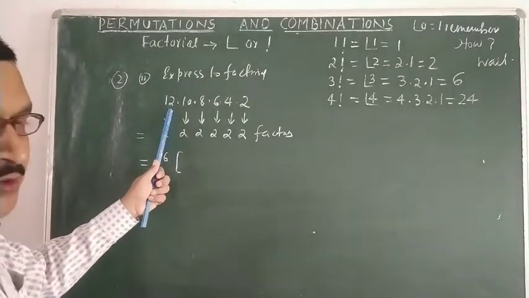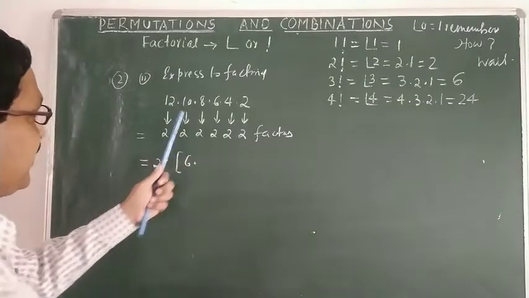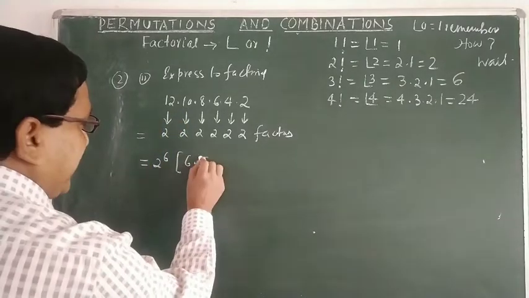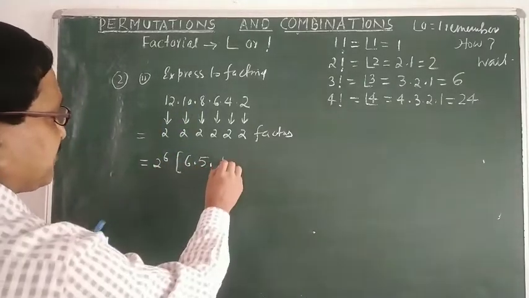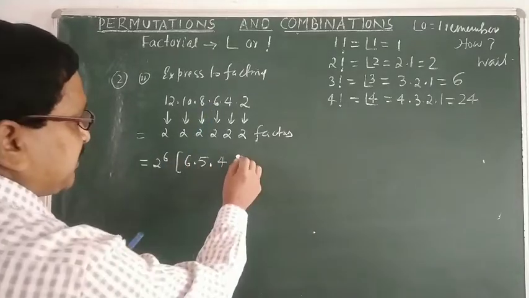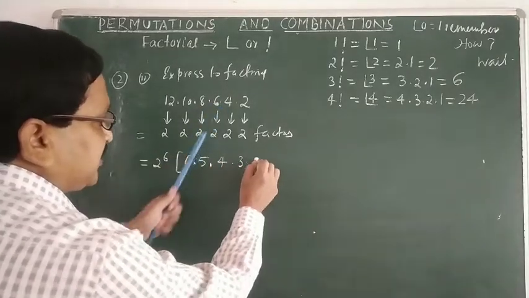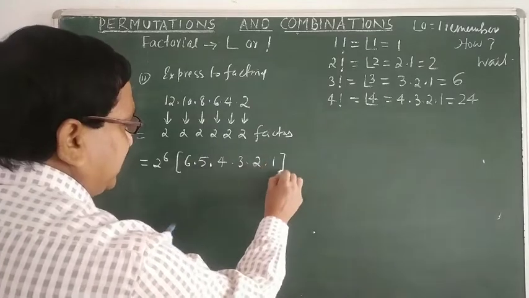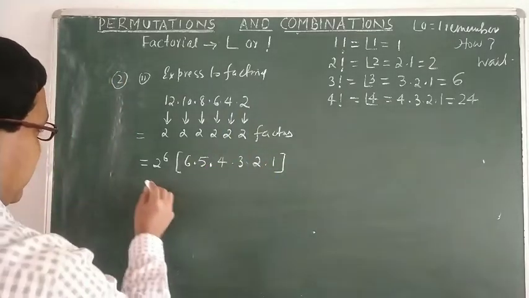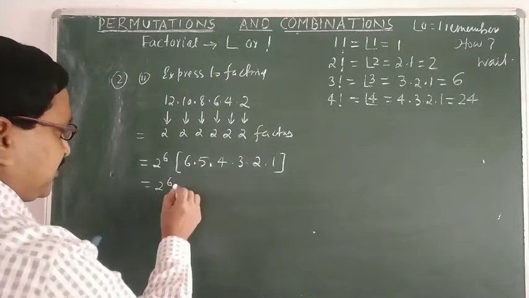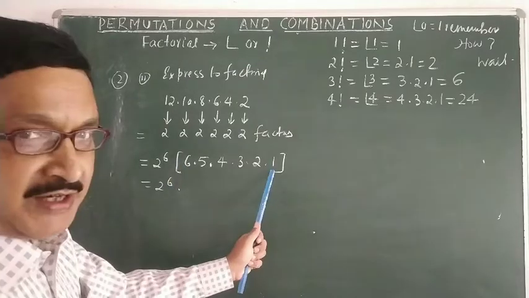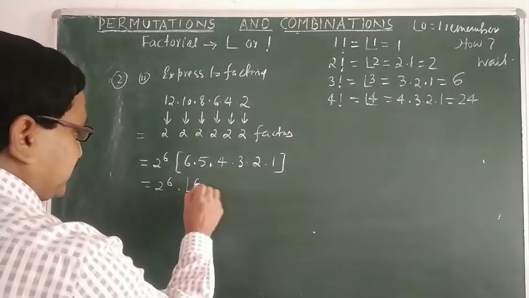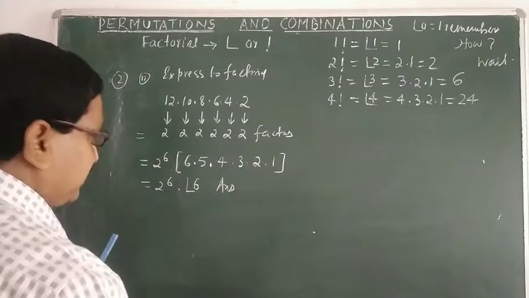When 2 is taken from 12, it becomes 6. When 2 is taken from 10, it becomes 5. When 2 is taken, it becomes 4. Then 3, then 2, and finally 1. 2 is taken outside. Now this is 2 to the power 6 into, starting from 6 ending to 1, factorial 6. So our problem is done.